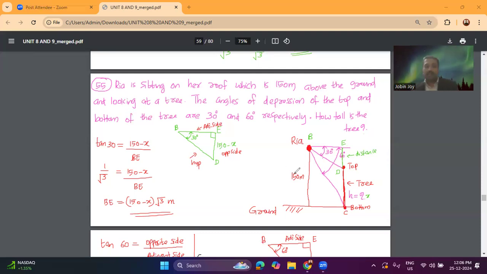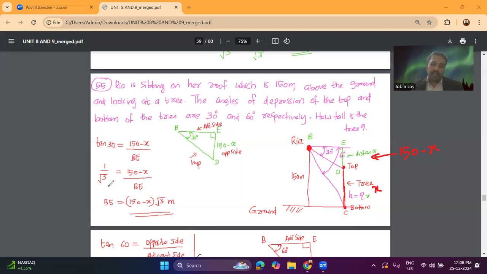So I will find tan 30. Tan 30 is equal to opposite side divided by adjacent side. I am giving the height of the tree as x. So this one I can write 150 minus x, because the total height is 150. So the opposite side is 150 minus x. Tan 30 is equal to 150 minus x divided by BE. BE is the adjacent side.